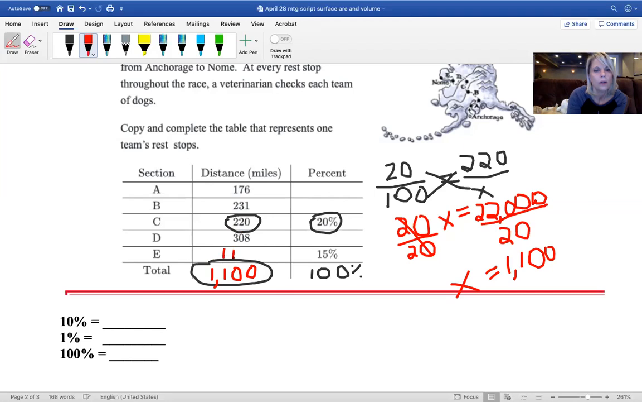So I saw two people got it. It would be 165 miles. So this would be 165. So see, now E's done. Now the rest of these, I'm just gonna do one more. And then if you wanna try this later on your own, you can.